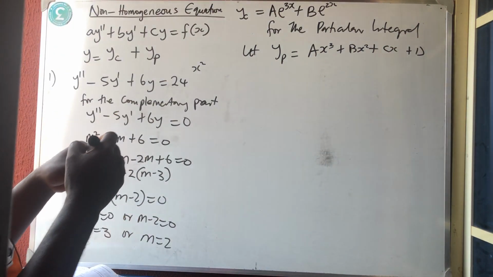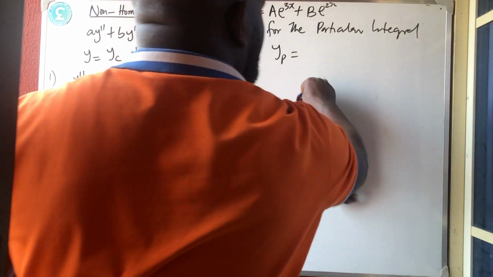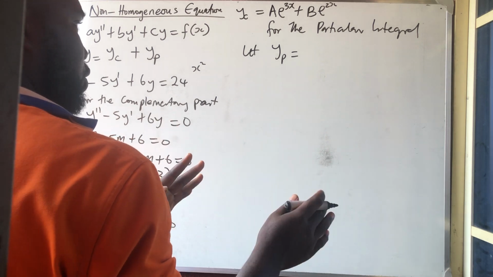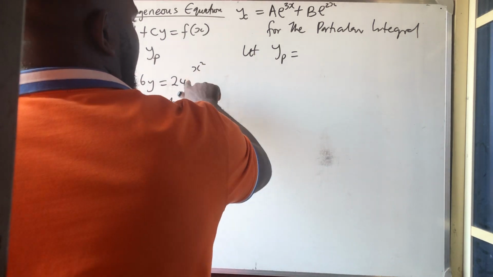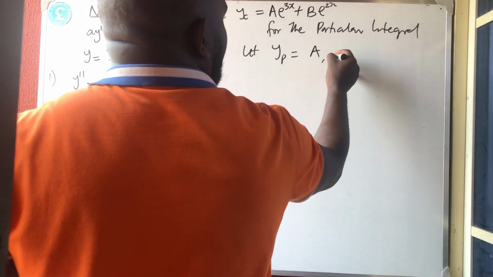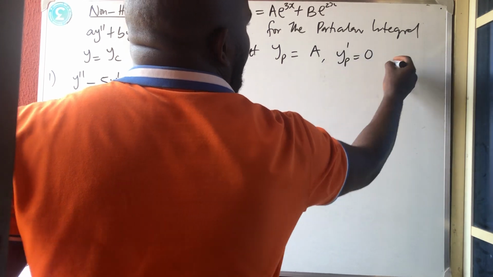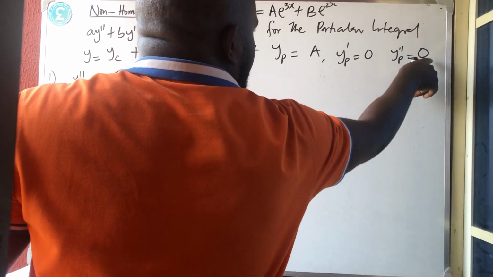Okay, so that is how to form the side of the particular integral. It depends on what you are having. If it's a polynomial, you make it a complete polynomial. If it's trigonometry, we'll come to that. So for this one, it is a constant 24, so let it be equal to a constant. So we get our y prime p is equal to 0. Differentiating any constant is 0. Then y prime prime of p is 0 again. Differentiate 0 is 0.